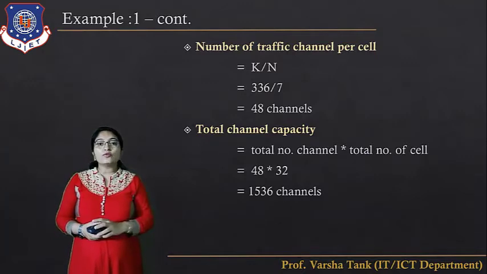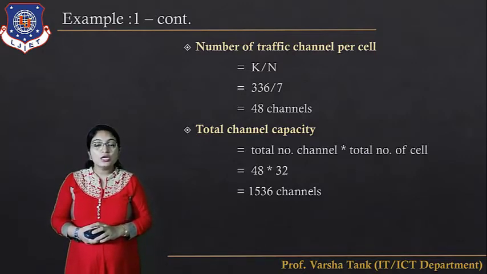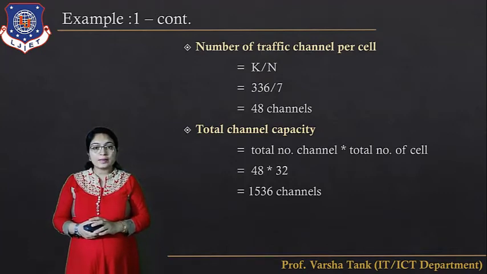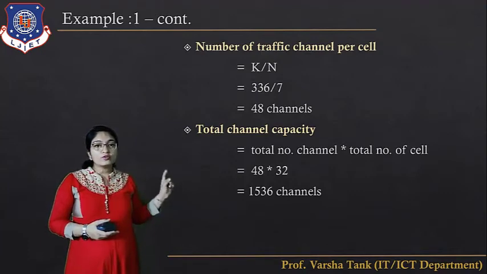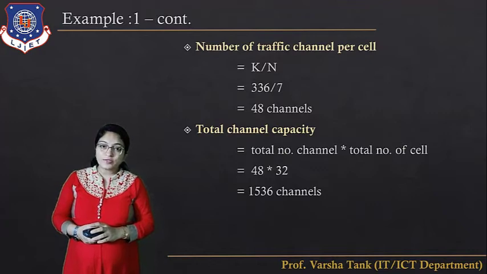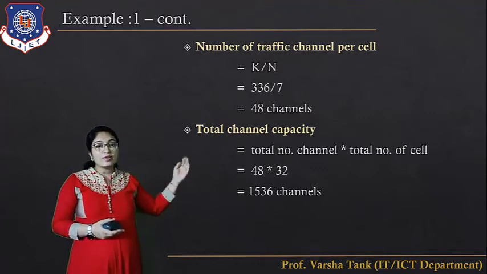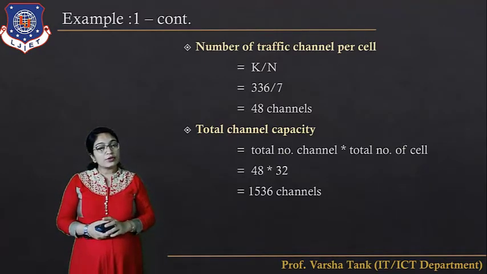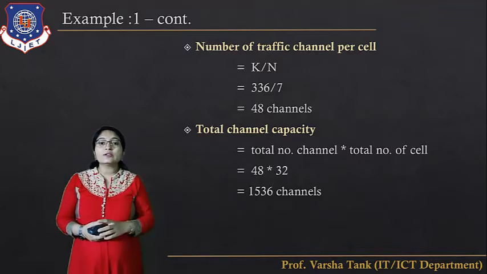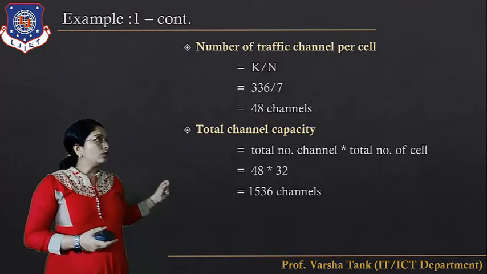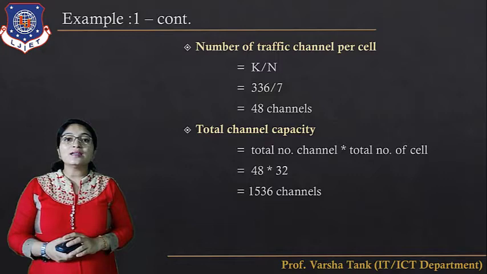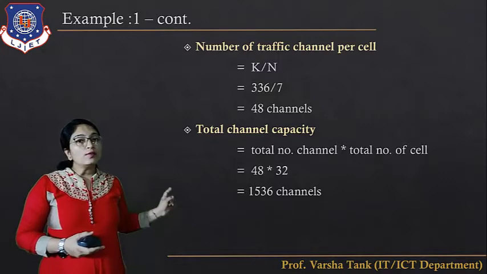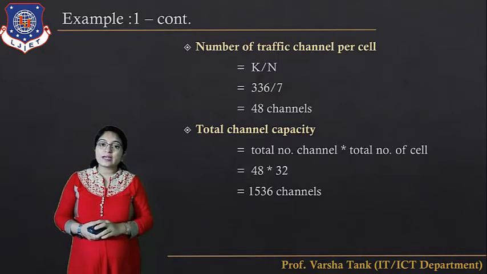Next we have to find the total channel capacity. How can we define the channel capacity? It is the number of channels per cell into the total number of cells. The number of channels per cell we found recently, that is 48, and the total number of cells is given, that is 32. When you multiply this, you will get the answer 1536. So 1536 is the total channel capacity.